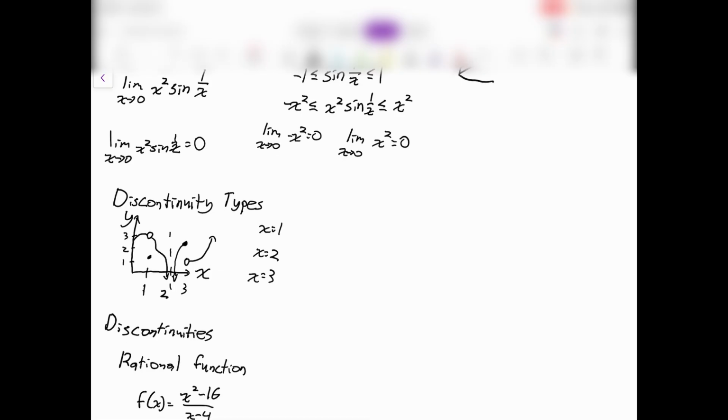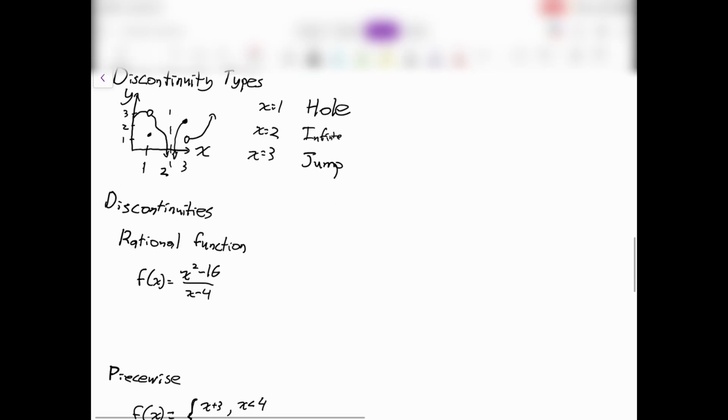Now let's look at discontinuity. As you can see here, there are 3 different discontinuities. A discontinuity is when the graph isn't continuous. At 1, there is a hole discontinuity. At 2, this is an infinite discontinuity. And at 3, this is a jump discontinuity. And now let's look at examples.